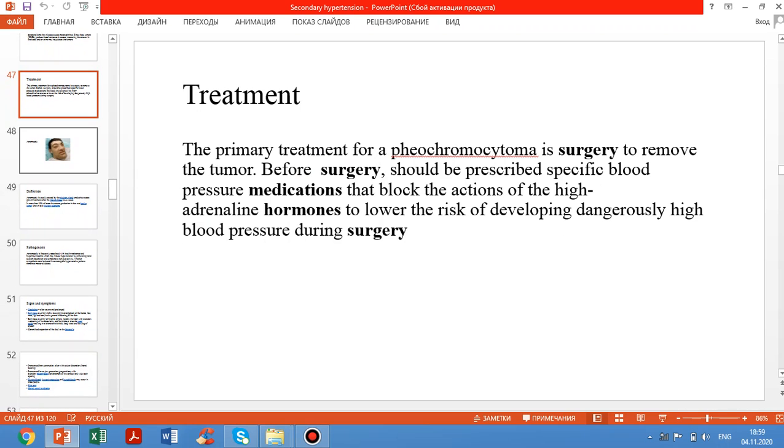Treatment: the primary treatment of pheochromocytoma is surgery to remove the tumor. Before surgery, patients should be prescribed specific blood pressure medication that blocks the action of the high adrenaline hormone to lower the risk of developing dangerously high blood pressure during surgery.